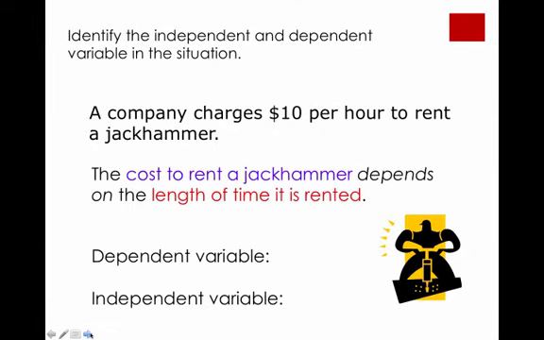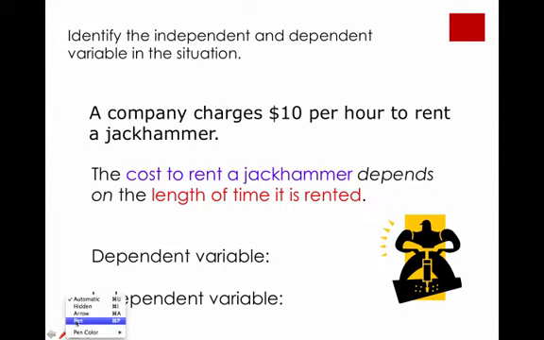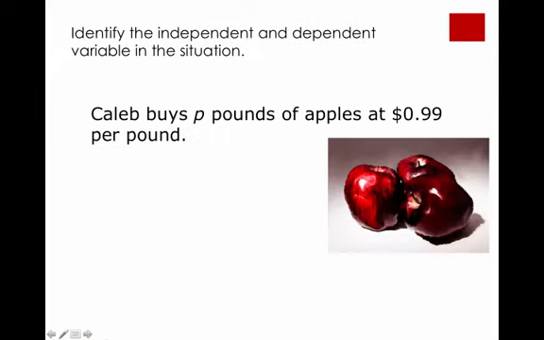Okay. So the dependent variable here, the cost to rent a jackhammer depends on the length of time. So the dependent variable is the cost. The independent variable is time. Remember, I've told you that time's going to be on my x-axis, and the x-axis is my independent variable. So this does make sense.